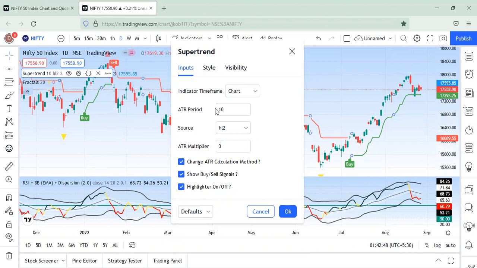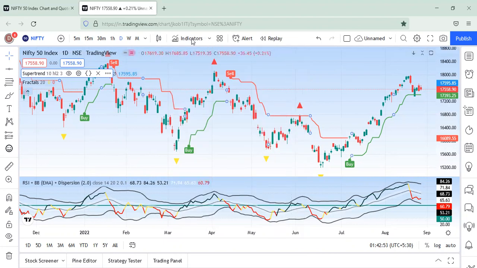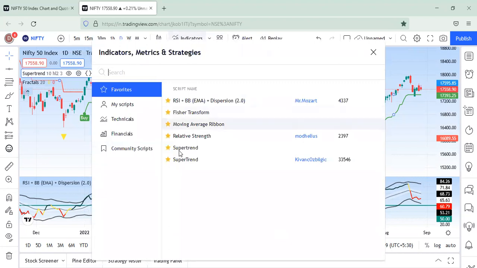See, I have not changed the ATR period or ATR multiplier. It is the same. If you go to the indicator options, here you will find Supertrend, and this Supertrend is given by OZZ Bilgic. This one.